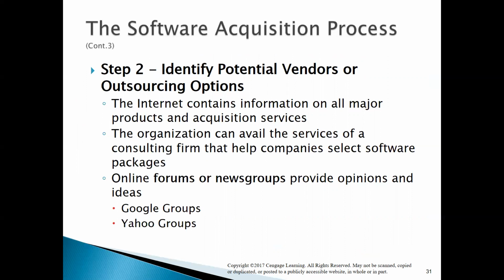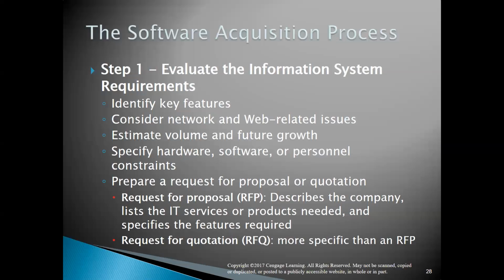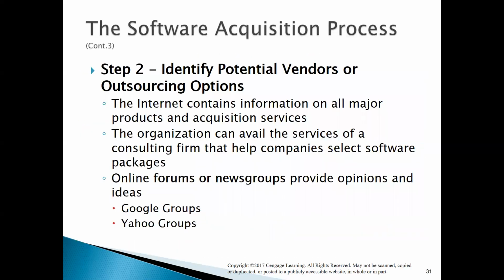Step 2. Step 1 was identifying your requirements. Step 2 is identifying potential vendors. How do you go around looking at the vendors or possible outsource options? The internet contains information on all major products and acquisition services. The organization can avail the services of a consulting firm that helps companies select software packages. Online forums or news groups provide opinions and ideas. You have Google groups or Yahoo groups.